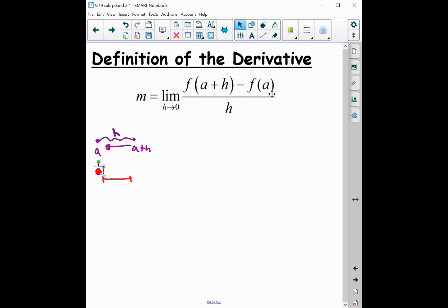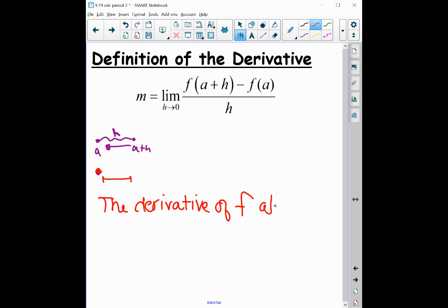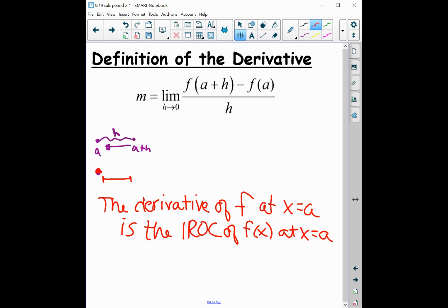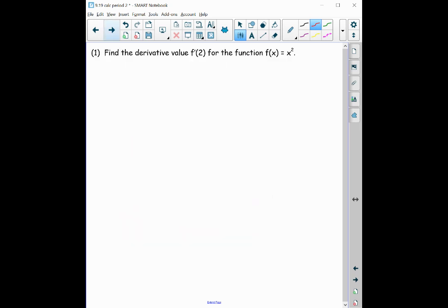So that instantaneous rate of change is actually what we call the derivative of f at A. The derivative of f at x equals A is the instantaneous rate of change of f of x at x equals A. So you already know the derivative, which is great. So let's do an example.